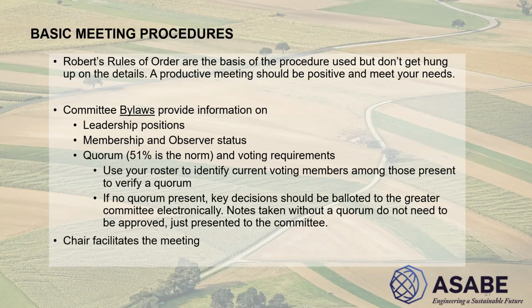So you need to know what status you are. A quorum is 51% of the voting members. So you have voting requirements. Use your roster to identify the current voting members.